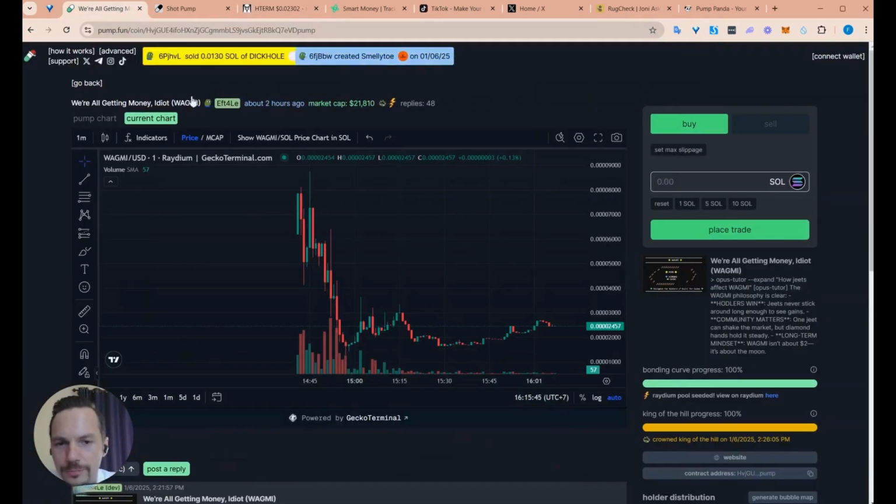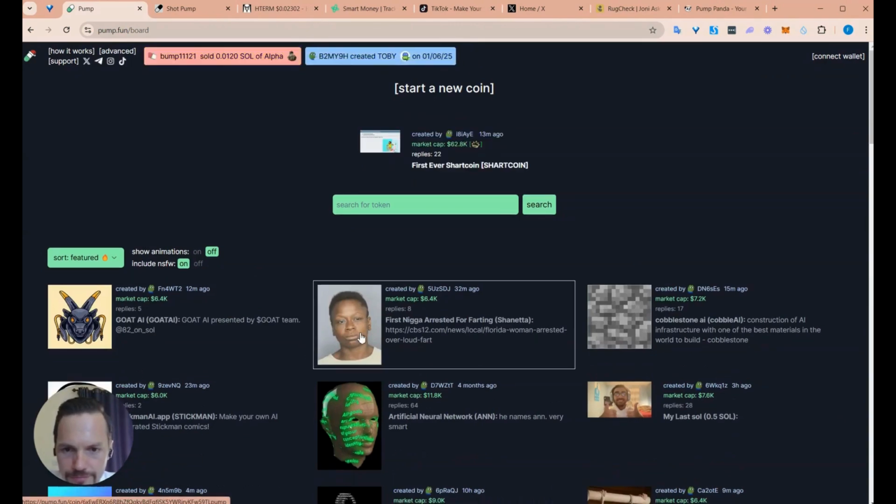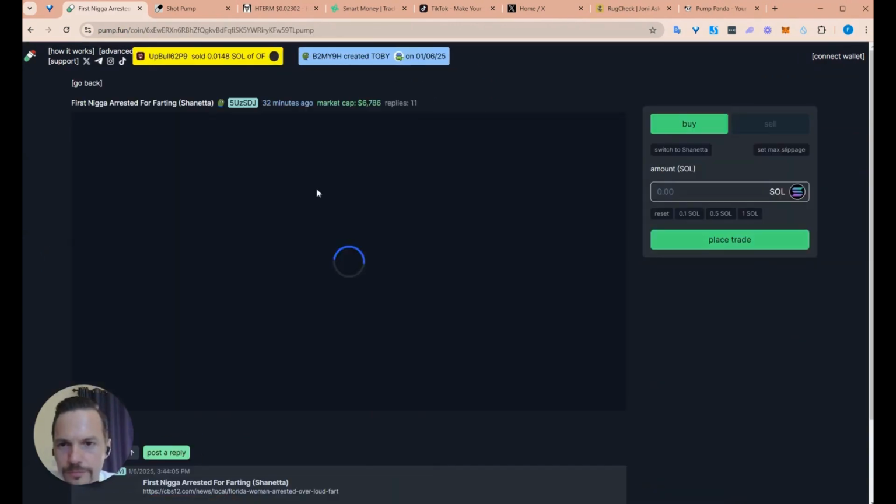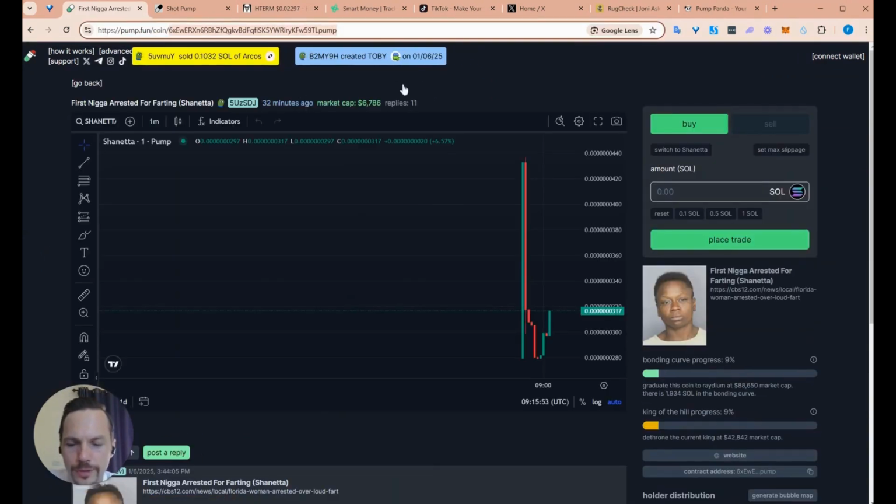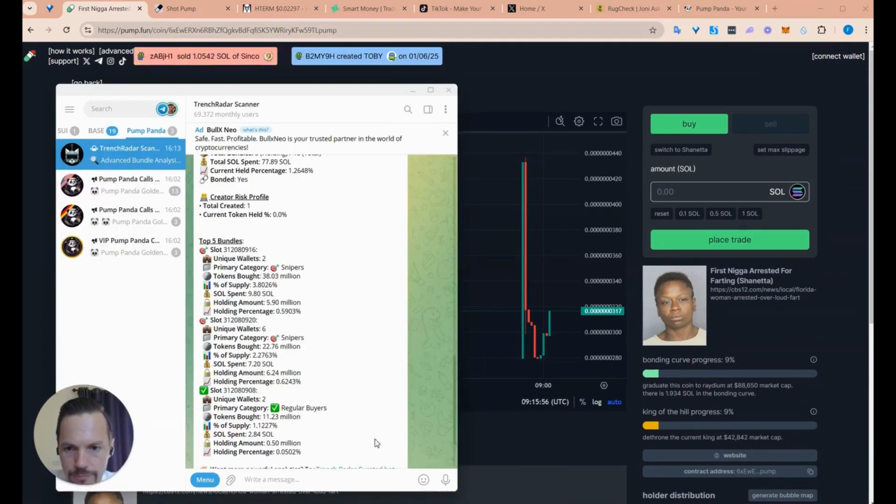We can maybe take a look at a smaller coin. You can still see that in the lower example. So a very fresh coin from Pump.fun. We brought this one in.